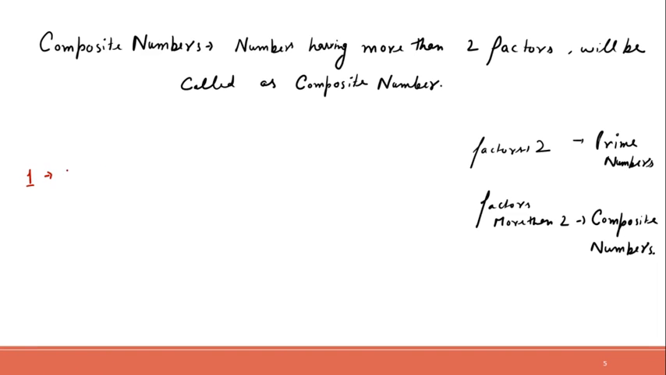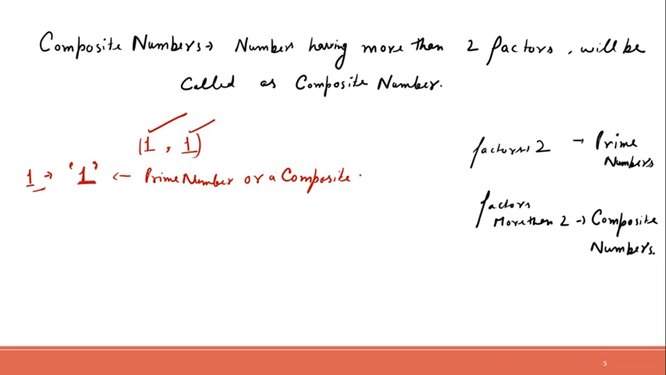Now tell me the factors of 1. What are the factors of 1? The factor of 1 will be 1 only, because every number will have at least two factors. What are those two factors? That is 1 and the number itself. In this case, the number itself is also 1. So we can say that 1 has only one factor, that is 1 only. So is it a prime number or a composite number? In which category will you place this one?